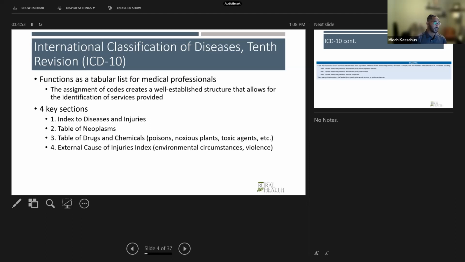And finally, there is an external cause of injuries index, which refers primarily to environmental circumstances and acts of violence. Again, there will be specific injuries, like if someone was attacked and for some reason had bruising on their right arm. There is a specific diagnosis code for that in the ICD-10. So hopefully that all makes sense.